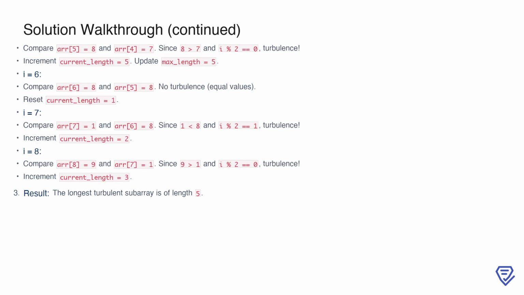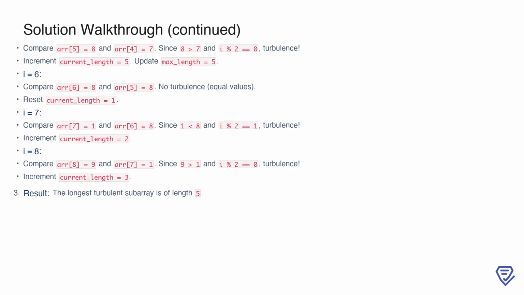However, at i equals 6, arr[6] equals 8 is equal to arr[5] equals 8, so the turbulence breaks. We reset current_length to 1. Next, at i equals 7, we compare arr[7] equals 1 with arr[6] equals 8. Since 1 < 8 and the index i is odd, turbulence resumes. We increment current_length to 2.